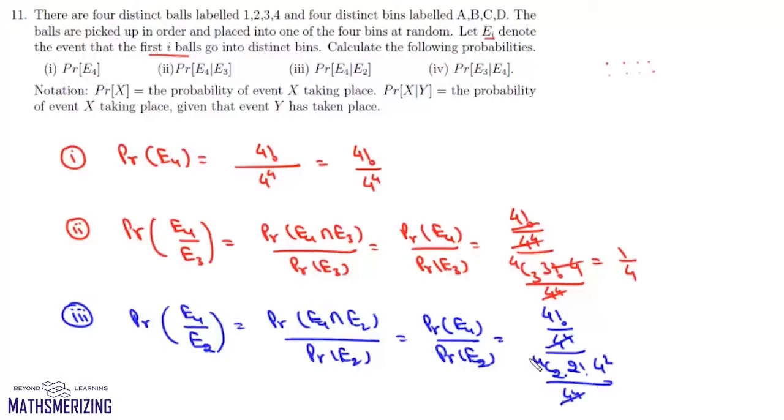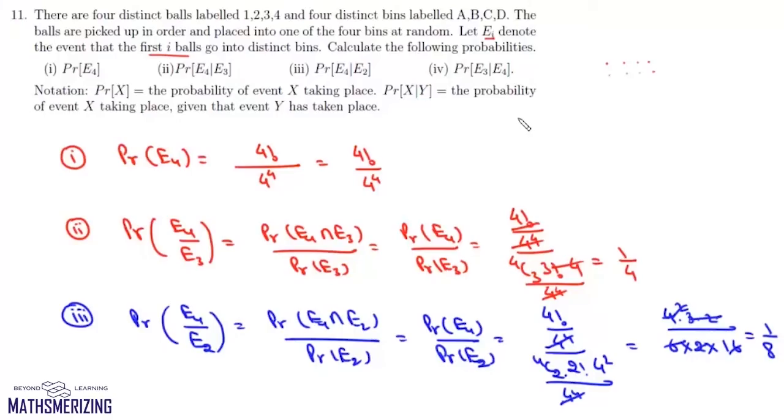Here this 4 to the power 4 will cancel. So we can write this as 4 into 3 into 2, and here it will be 6 into 2 into 16. So this 6 will cancel, 2 will cancel, and this is simply 1 by 8. Probability of E4 upon E2 is 1 by 8.